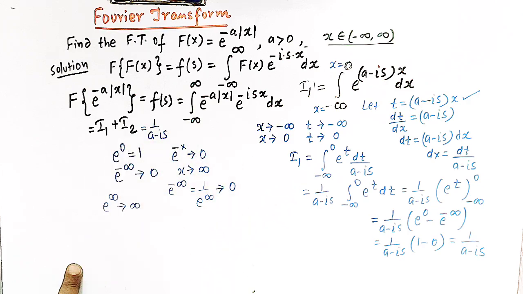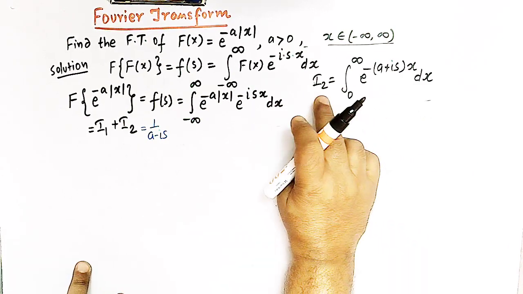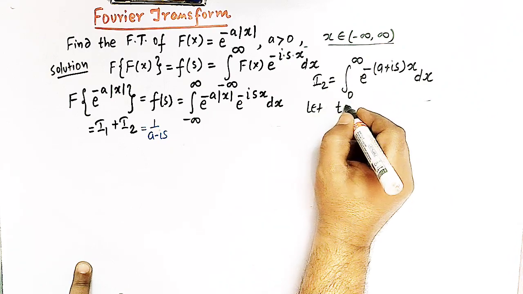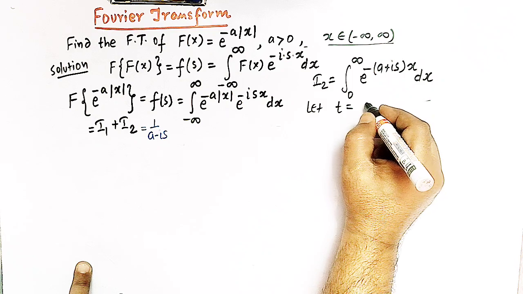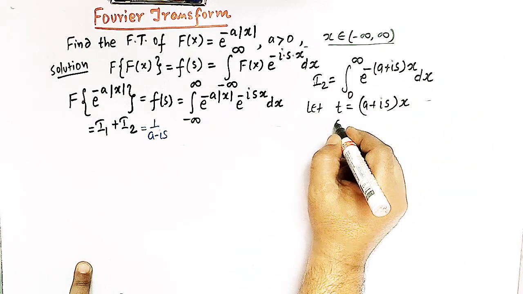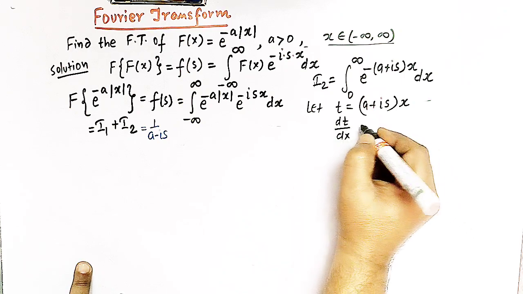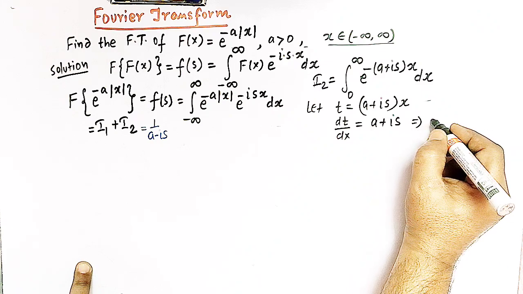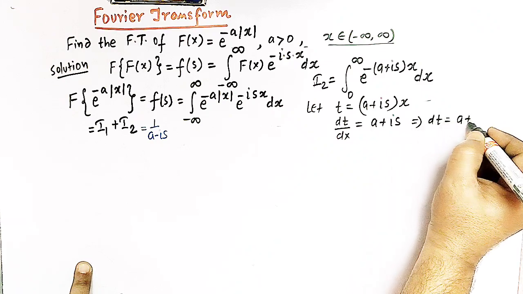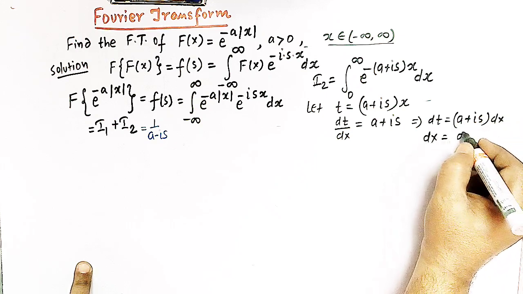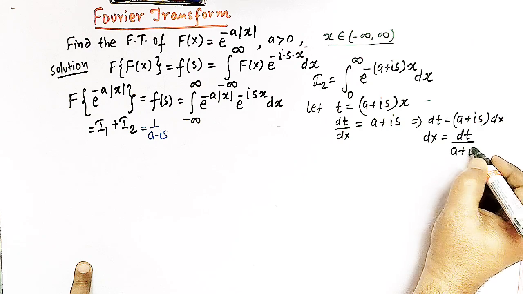Now let us find the value of I2. To evaluate this integral I2, we'll make this substitution: t is equal to (a + is) times x. Differentiating t with respect to x, dt over dx is a + is, so dt is equal to (a + is) dx. So dx is equal to dt over (a + is).